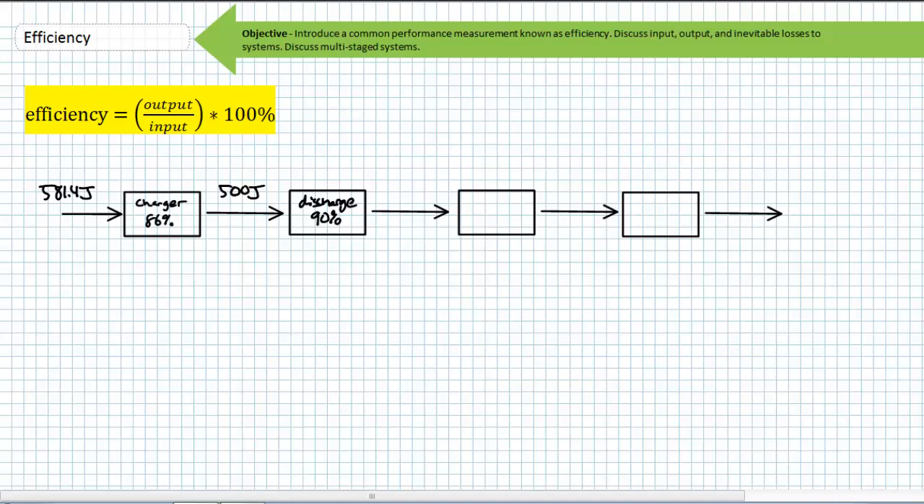Let's say that discharge stage is being fed to a brushless DC motor. The brushless DC motor has some power electronics intermediary between it and the actual motor. These power electronics have an efficiency rating of 98%. Finally, the power electronics feed the motor. The motor itself has an efficiency rating of 88%. What you'll realize is that the initial 581.4 joules of input is just going to get reduced and reduced and reduced every time it passes through one stage and is handed off to the next element in the series.